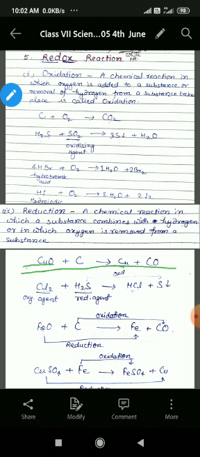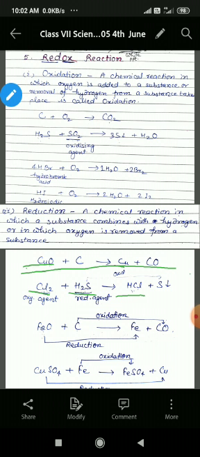Another example here, chlorine when it reacts with hydrogen sulfide. In this case also, students, you can see here hydrogen is adding to chlorine. So addition of hydrogen with chlorine is taking place in this case, and hence this one will be said to be a reduction reaction.